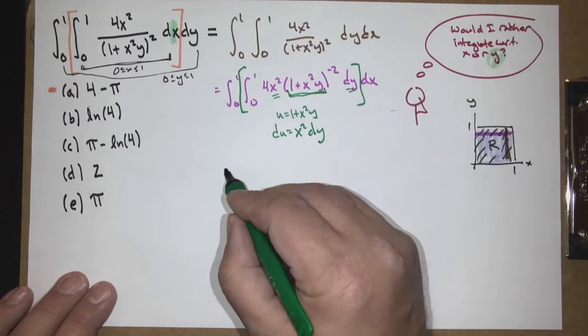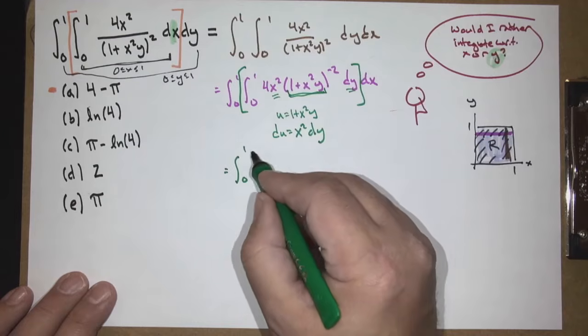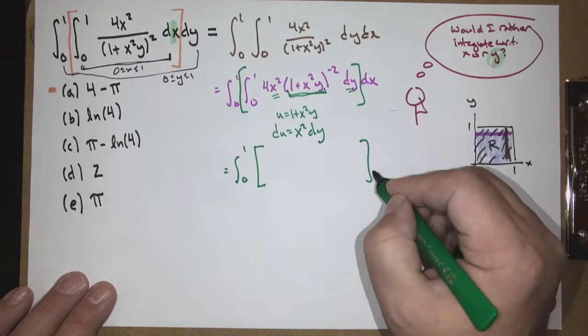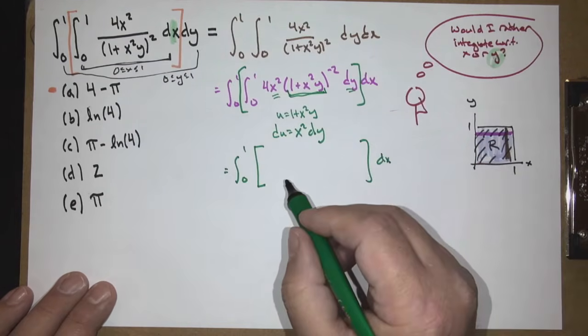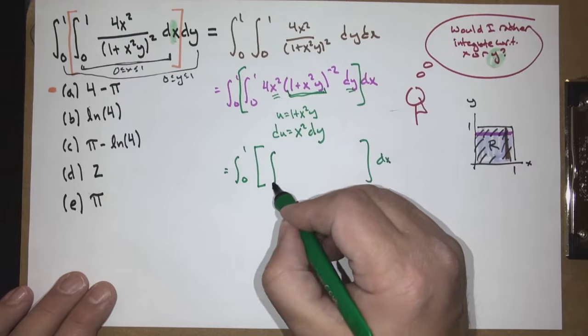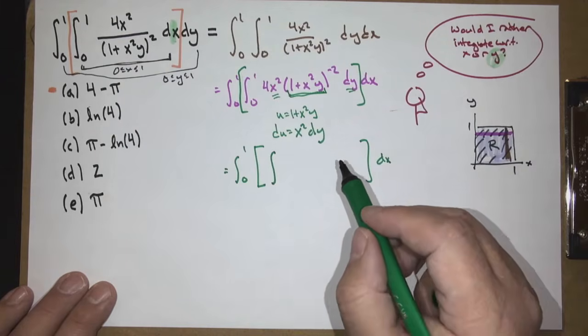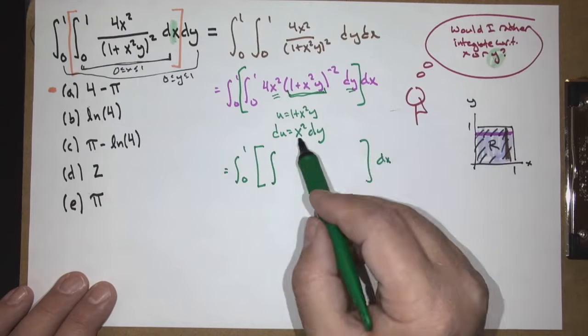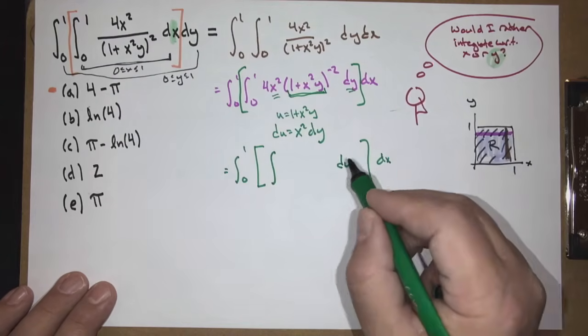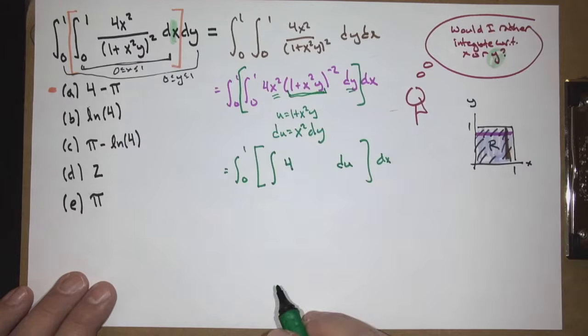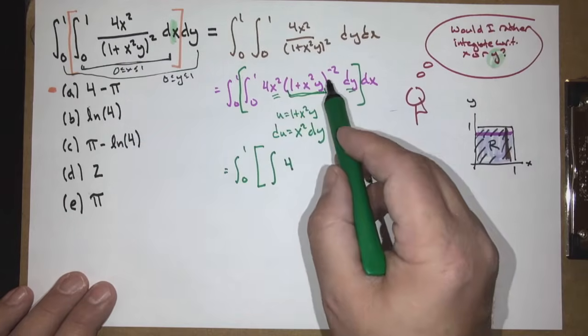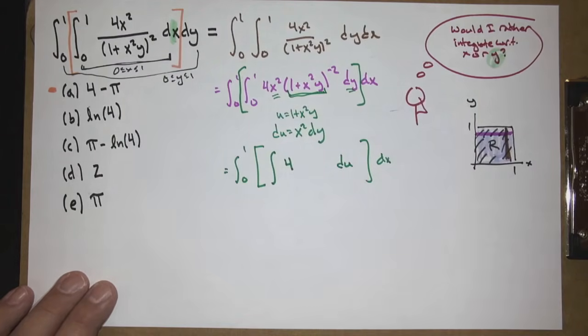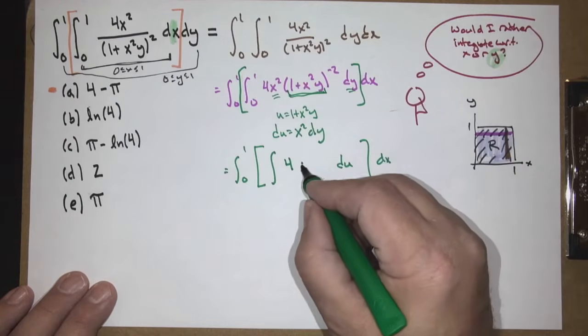Okay, so we still have the outer layer. We'll get there. Don't worry about that. We're working on our inner layer. It's now going to become a du integral. So the x squared dy becomes du. We still have a 4 for some reason. What will this 1 plus x squared y to the negative 2 become? u to the negative 2.